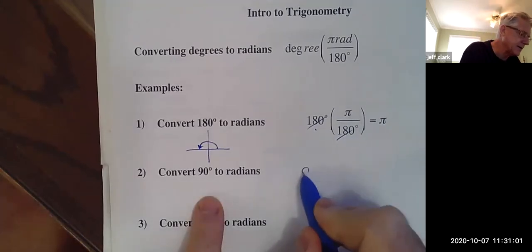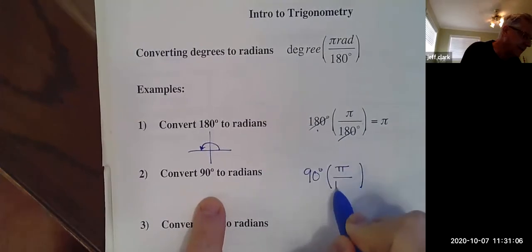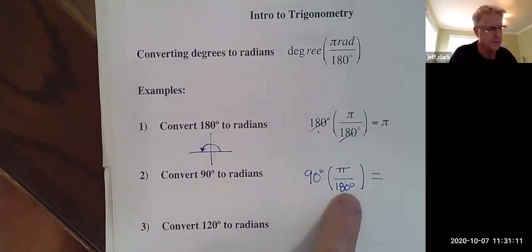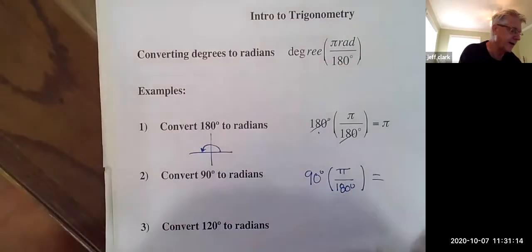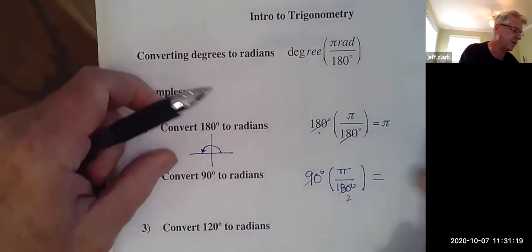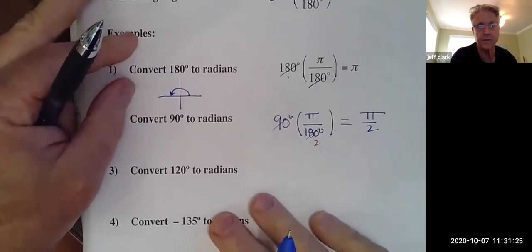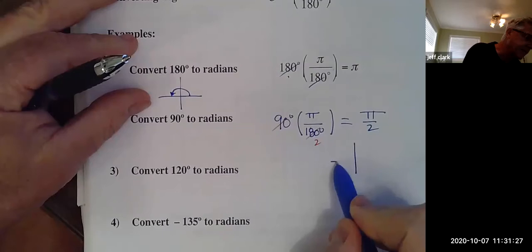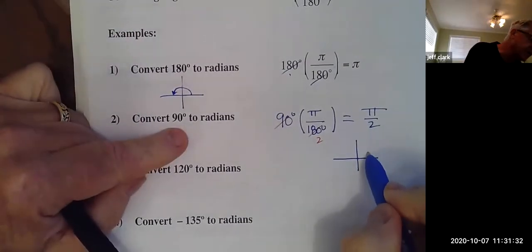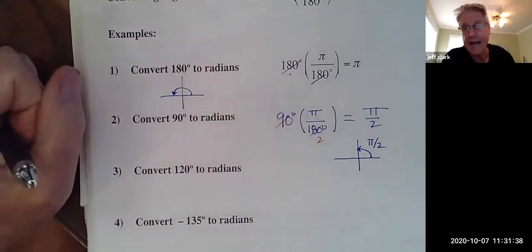90 degrees, the degree markers cancel. 90 goes into 180 twice. So 90 degrees is equivalent to pi divided by 2. Pi divided by 2. And if you're going to do an angle measurement, so instead of 90 degrees, you'd still go here and you'd stop, but that would be pi divided by 2 as a radian.